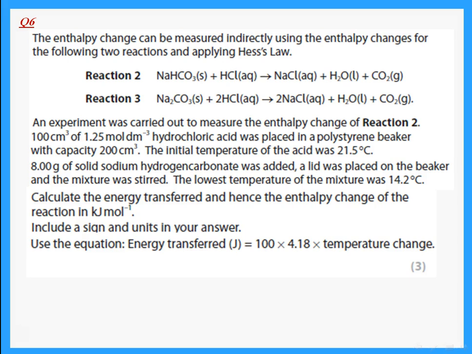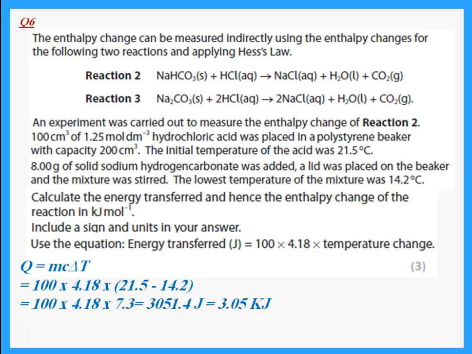First of all, we need to get Q. So we know that Q is equal to MC delta T. The M we already know is 100. He used 100 centimeter cubed of the acid times 4.18 times the temperature difference, and he gives me 21.5 minus 14.2, and this comes out to be a certain number. Remember that the value of Q comes out in joules, and then you can divide later by 1,000 to get it in kilojoules. So now we have Q.